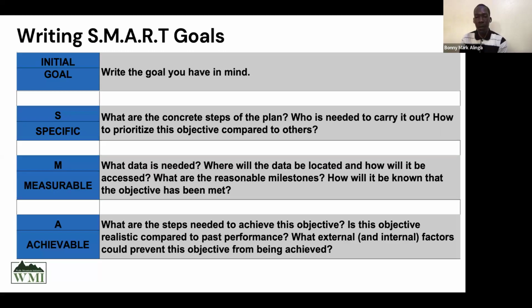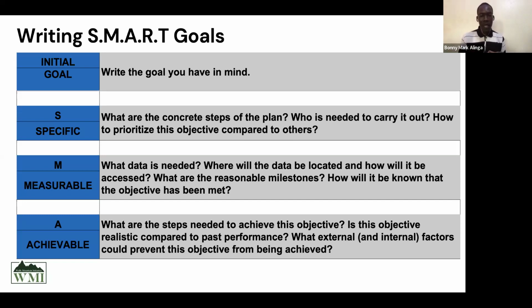What are the reasonable milestones that you're looking forward to accomplish? How will it be known that the objectives have been met? So you develop those metrics that will help you get to know that the objectives are met. You answer the question of achievability. What are the steps needed to achieve these objectives that I have put in place?